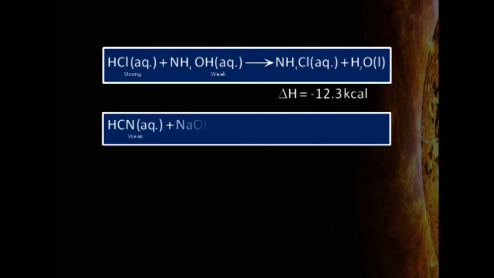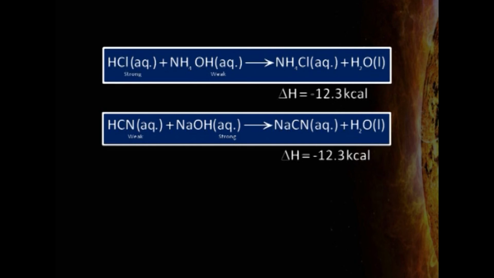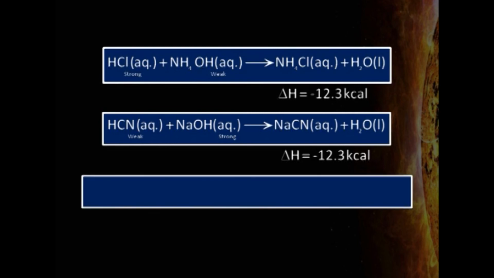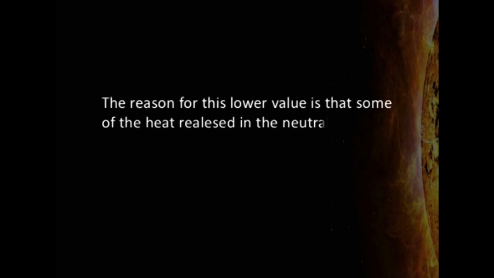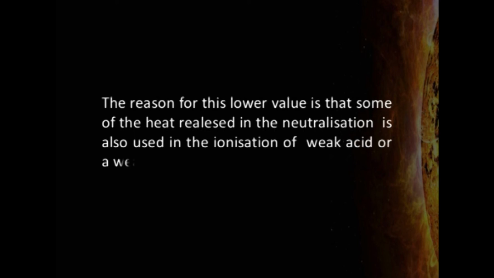If HCN aqueous, which is a weak acid, plus NaOH aqueous reacts to give NaCN aqueous plus H2O, delta H of reaction is again equal to minus 12.3 kilocalories. If CH3COOH aqueous plus NH4OH aqueous reacts to give CH3COONH4 aqueous plus H2O, delta H of reaction will be equal to minus 11.9 kilocalories. We can see that delta H neutralization in all these three cases is less than 13.7 kilocalories. The reason for this lower value is that some of the heat released in the neutralization is also used in the ionization of weak acid or weak base or both.